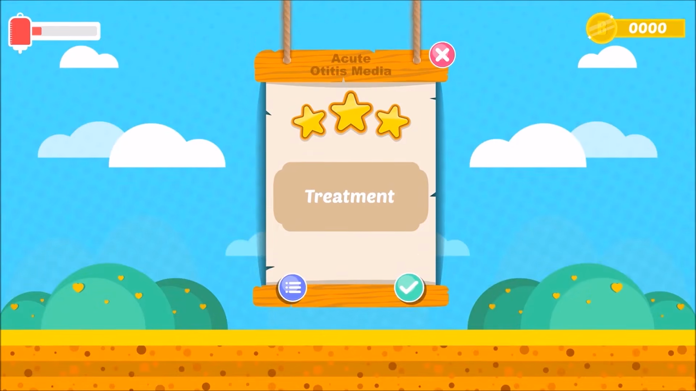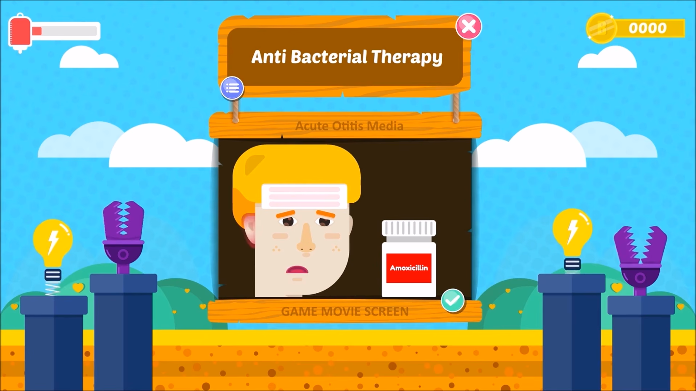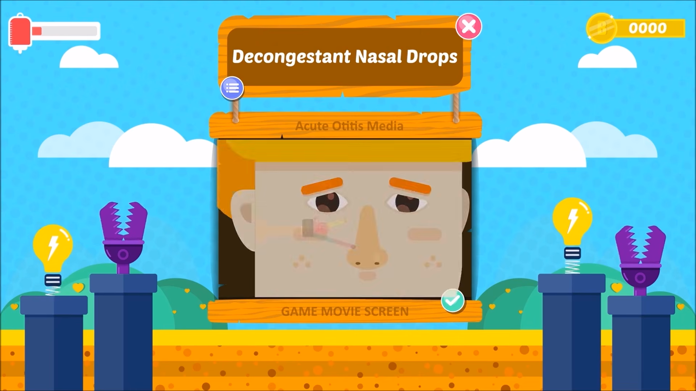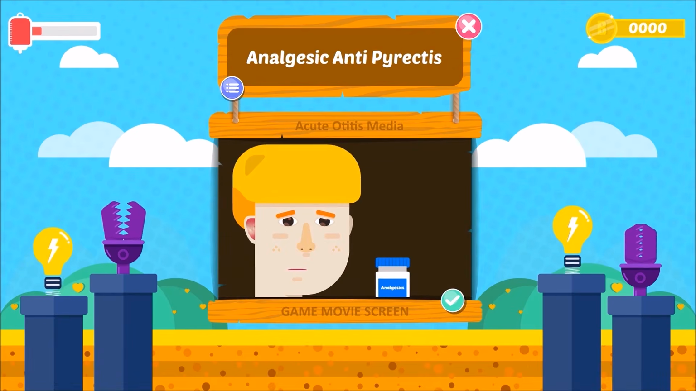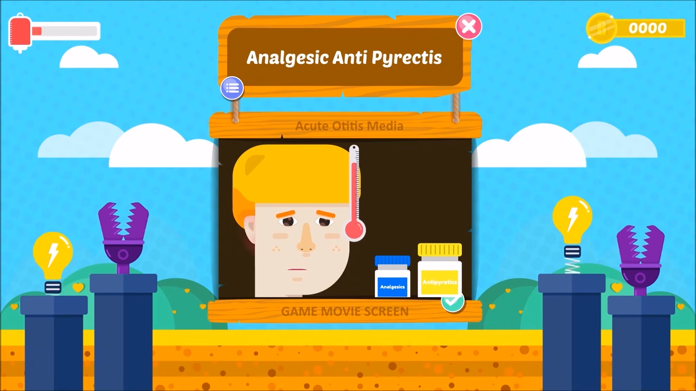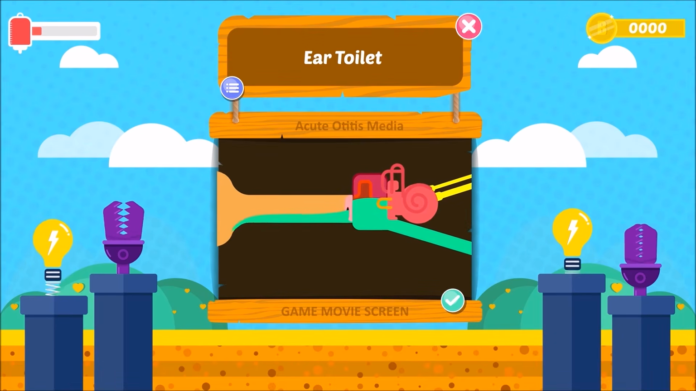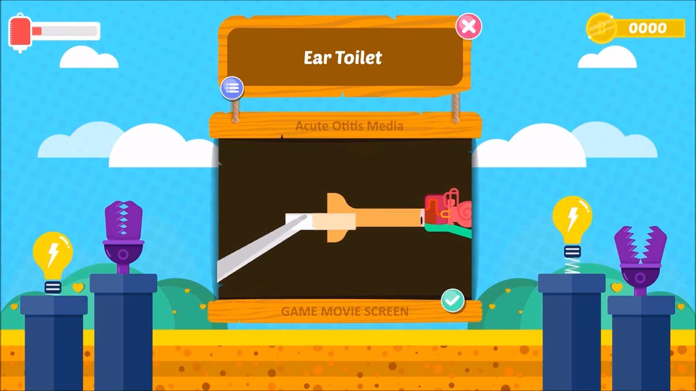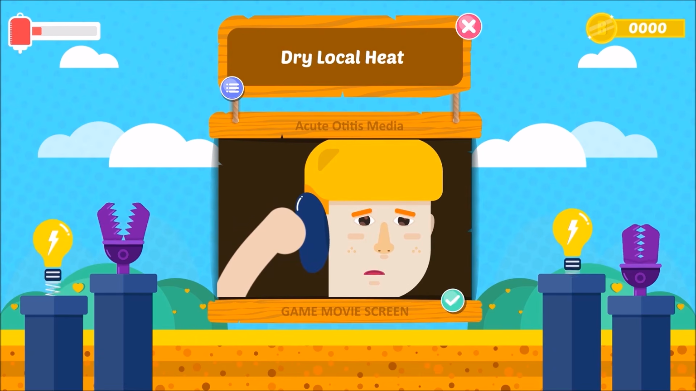Treatment. 1. Antibacterial therapy. It is indicated in all cases with fever and severe earache. 2. Decongestant nasal drops. Nose drops should be used to relieve eustachian tube edema and promote ventilation of middle ear. 4. Analgesics and antipyretics help to relieve pain and bring down temperature. 5. Ear toilet. If there is discharge in the ear, it is dry mopped with sterile cotton buds, and a wick moistened with antibiotic may be inserted. 6. Dry local heat. It helps to relieve pain.